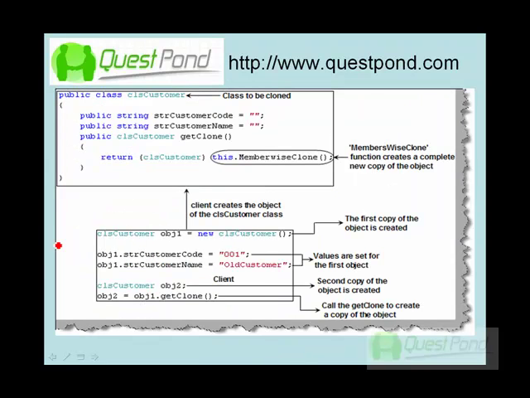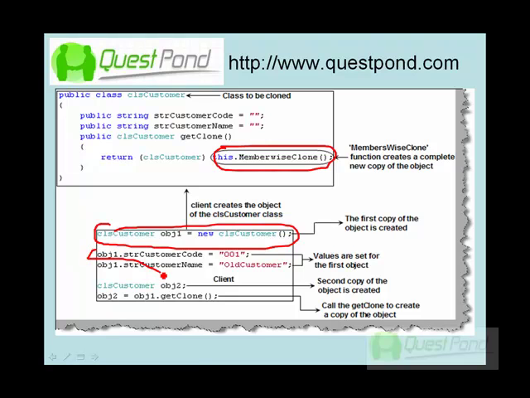Now let's see how we can achieve cloning. In .NET we can achieve cloning by using the this.MemberwiseClone method. You can see there is a customer class, and if I want to get the clone of it, I can just say this.MemberwiseClone and it will give me a clone of it. So now I create an object of customer and set some values, that is 001 old customer. Now I create object 2 and I get a complete clone of object 1. Now if I go and change object 2, it does not affect my object 1.